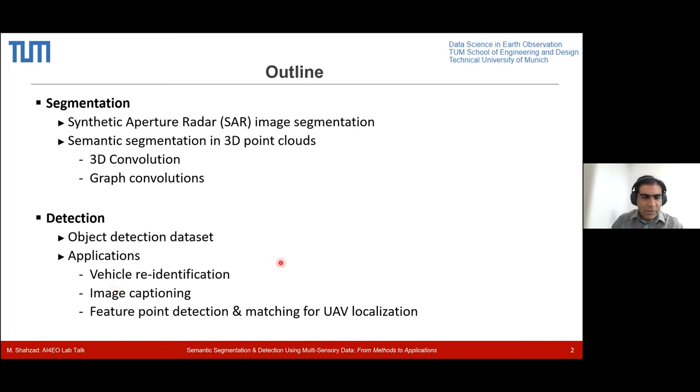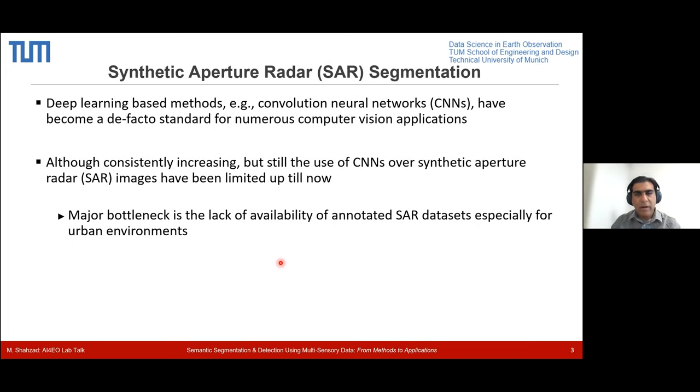So bear with me. Let's talk about radar image segmentation. We all know that deep learning methods, for example CNNs, have become the de facto standard for numerous computer vision applications. Although use in radar is consistently increasing, the use of SAR images is still limited. The major bottleneck is the availability of annotated SAR datasets, especially for the urban environment. It's quite difficult to do the data annotation and have training data to use for machine learning. It's very important, but it is a scalability bottleneck.